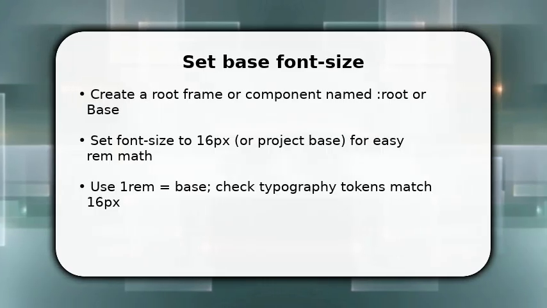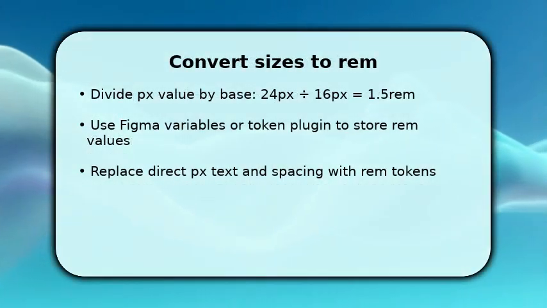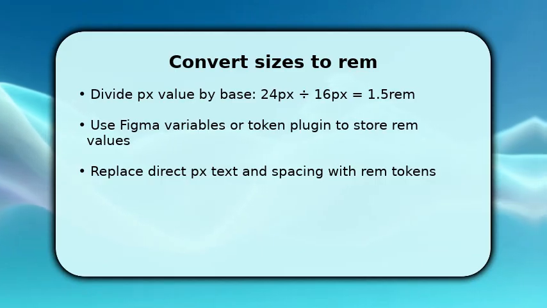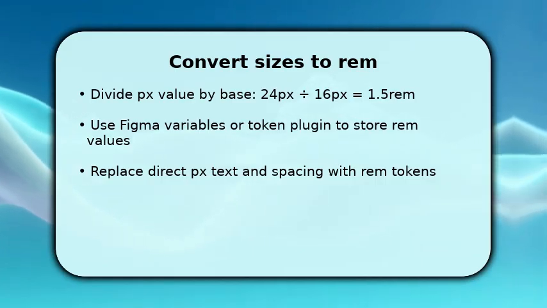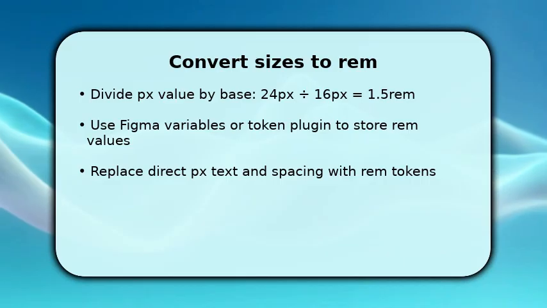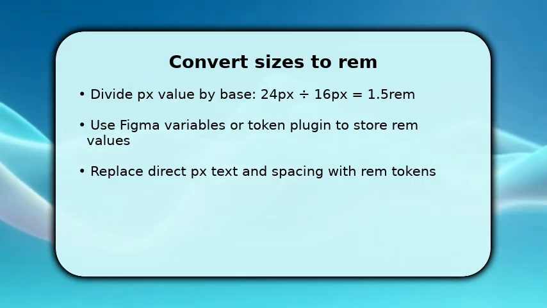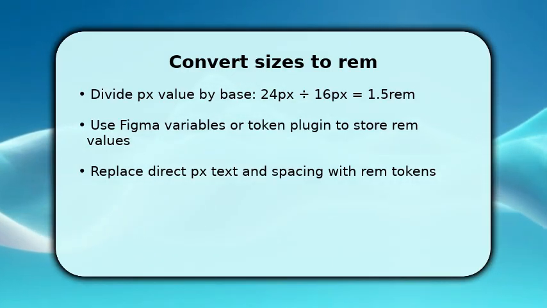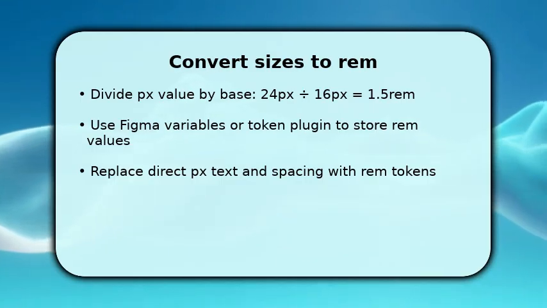Now convert existing pixel values into Rem by dividing each px value by the base size. For example, 24px divided by 16px equals 1.5 Rem. Once you have those values, create design tokens or variables in Figma, store font size, line height, spacing as Rem-based tokens. Then replace hard-coded px values in components with the tokens.